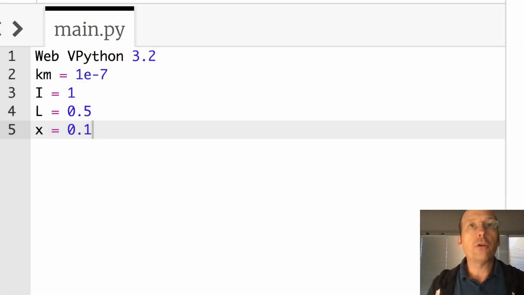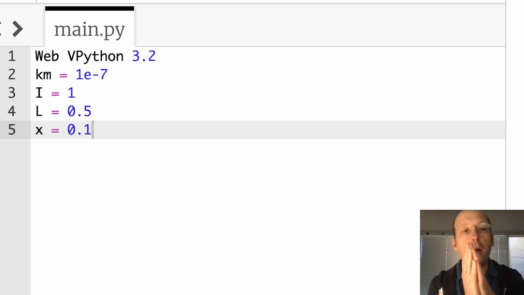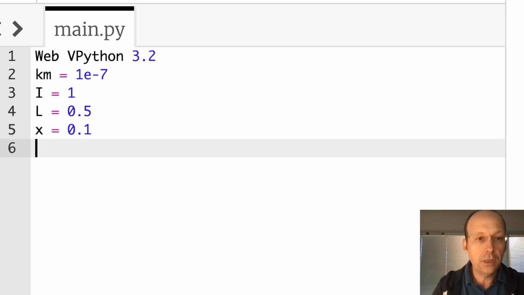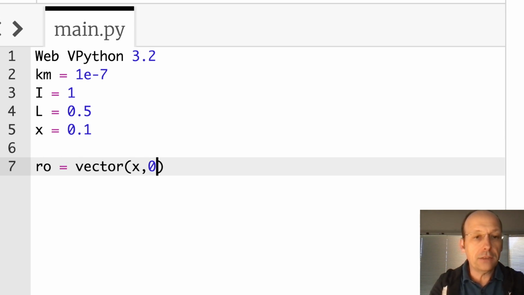Switching to the computer. Okay, so I already have some stuff set up. I have my magnetic constant, mu naught over 4 pi is 10 to the negative 7th. I put that in there. And then I have the current I, the length L, and then x is my distance from the observation location. So let's just go ahead and start making some things here. I'm going to put my observation location, RO, equal to the vector x, 0, 0.